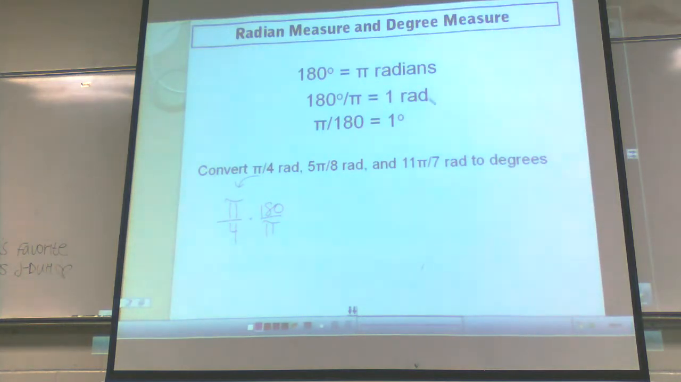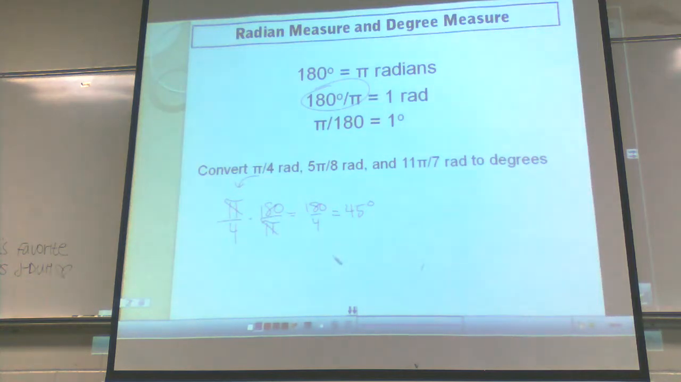And to keep you organized, radians are not always going to have pi in them, but radian measure sometimes says pi, so you're trying to multiply by the factor that cancels the pi out, because pi and pi go away. So you're just left with 180 over 4, which is 45 degrees.